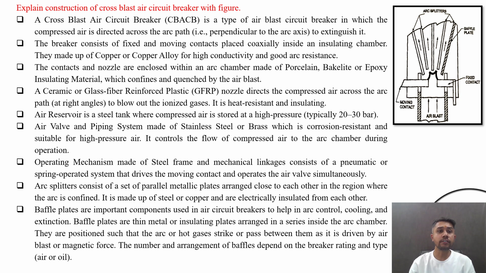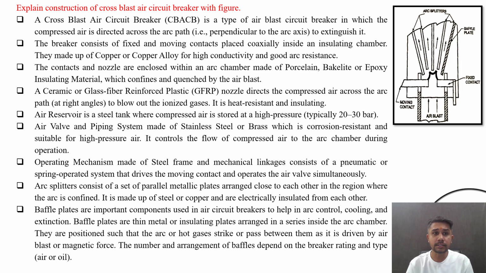Explain construction of cross blast air circuit breaker with a figure. So a cross blast air circuit breaker is a type of air blast circuit breaker in which the compressed air is directed across the arc path, that is perpendicular to the axis of the arc flow. So the arc is in this direction, if suppose, then the pressurized air is flowing in the direction which is perpendicular, or at right angle, to the main arc axis to extinguish it.